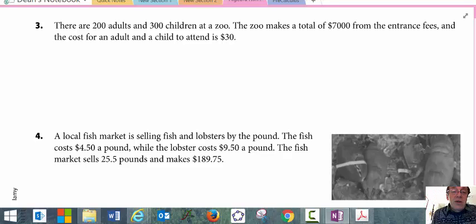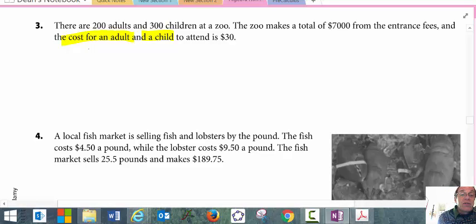It says there are 200 adults and 300 children at a zoo. That's kind of weird. I don't think adults and children would be on display at the zoo, but nonetheless, there it is. The zoo makes a total of $7,000 from entrance fees. That's a value statement, isn't it? So we don't need to know how many adults there are or how many children there are, but we do want to know what the cost for an adult and a child are. Those are 2 different things.